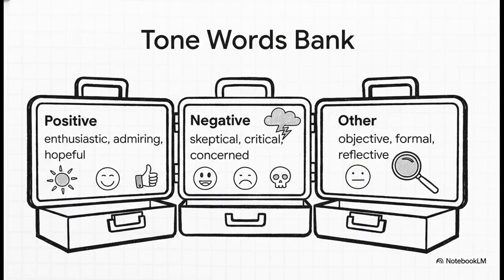So how do we actually describe these attitudes? Well, that's where a tone words bank comes in super handy. For that first passage, you could say the tone is enthusiastic or admiring. And the second one? Oh, that's definitely skeptical and critical. Having these kinds of words ready helps you nail down an author's attitude with total precision.